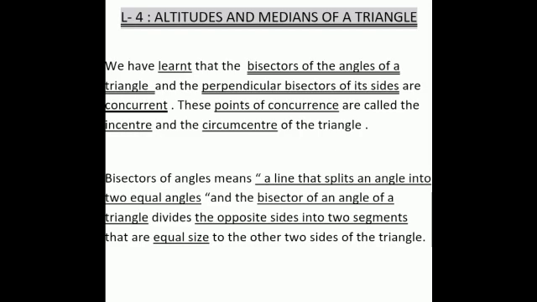Now children, what do you mean by bisectors of angles? Bisectors of angles means a line that splits an angle into two equal angles. And the bisector of an angle of a triangle divides the opposite side into two segments that are proportional to the other two sides of the triangle.